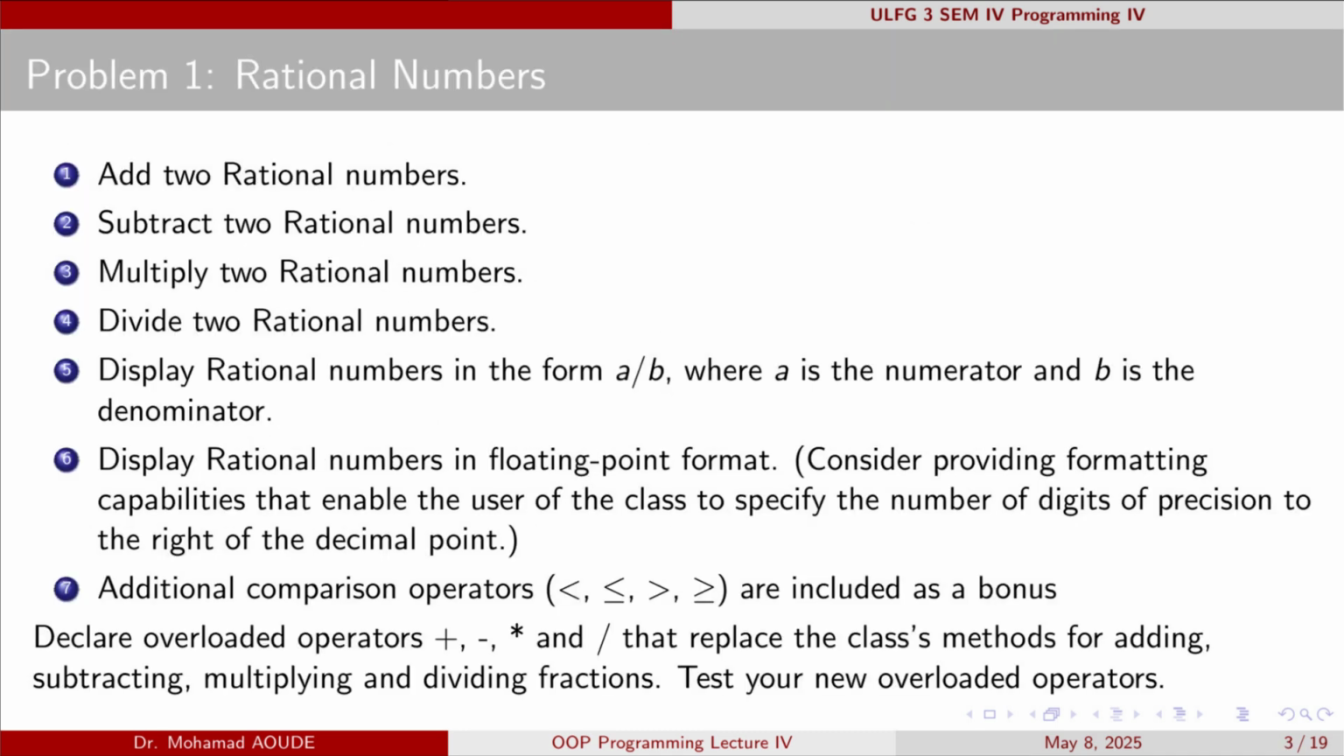We need to perform standard fraction arithmetic, add, subtract, multiply, divide. All calculation results must also be in reduced form. Display is required in a over b format and also in floating point format, potentially with specified precision. Bonus comparison operators like less, less or equal, greater, greater or equal are mentioned. Declare overloaded operators plus, minus, slash, star, and divide that replace the class's methods for adding, subtracting, multiplying, and dividing fractions. Test your new overloaded operators.